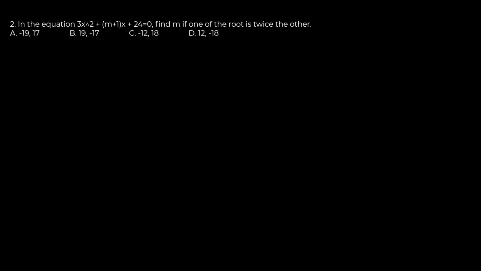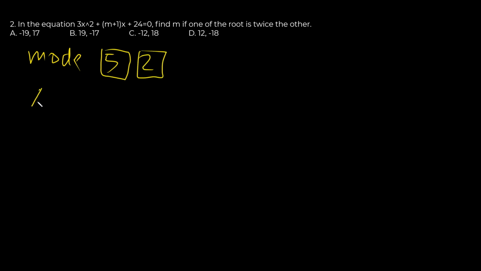Number 2, in the equation 3x squared plus (m plus 1)x plus 24 is equal to 0, find m if one of the roots is twice the other. So, since the choices are given, we can just reverse engineer. What we will do is use mode 5 on the calculator.